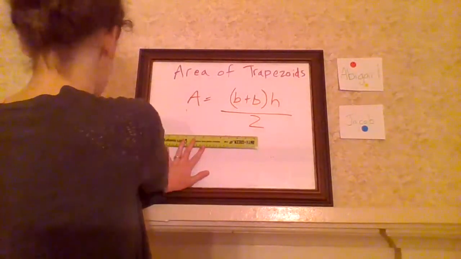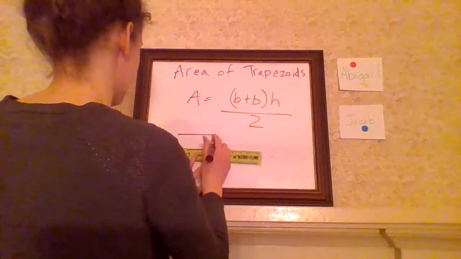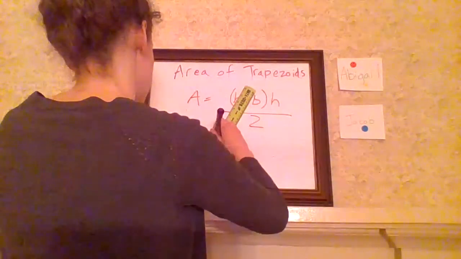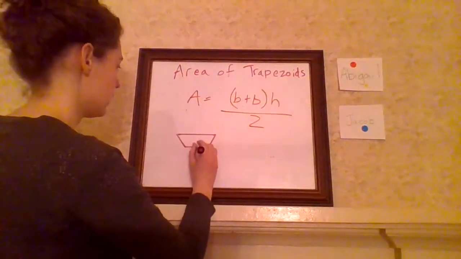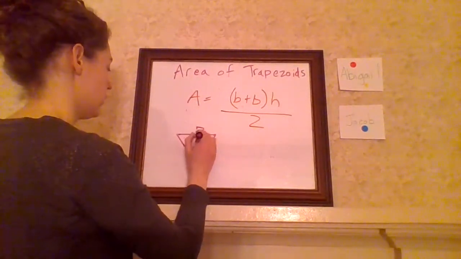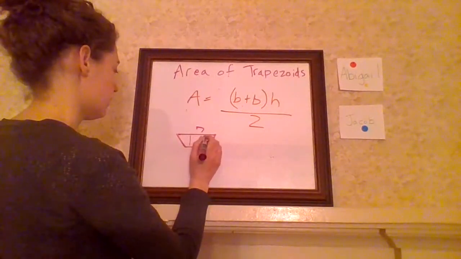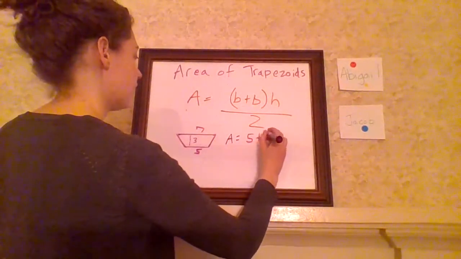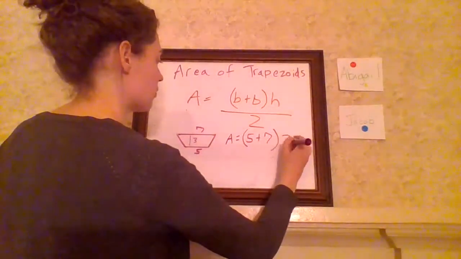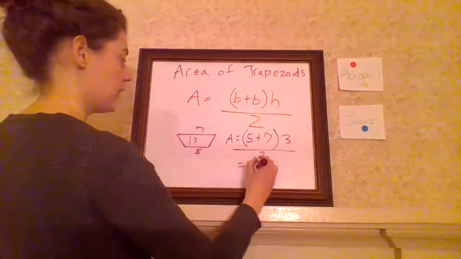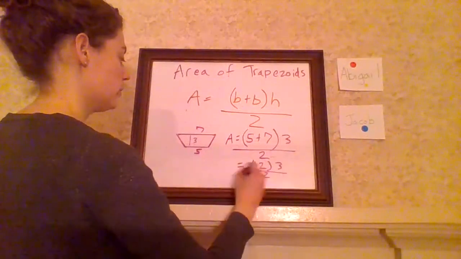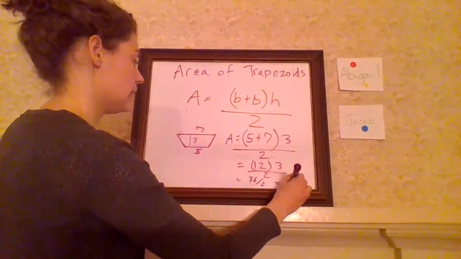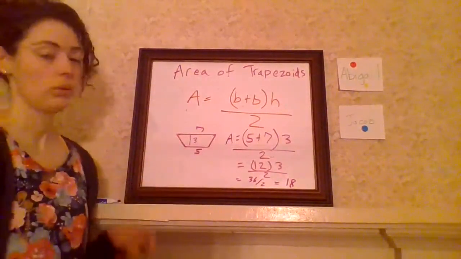Okay, so let's just try one really quickly here. I think that this will make a lot of sense for you in your book, okay? So I'm going to draw one of these quickly, and then we'll try this formula. Okay, so let's say this is 5 and this is 7. Our two bases are 5 and 7, and then our height is 3. Okay, so we'll plug that into our formula. So we would have area equals 5 plus 7, put that in brackets, and then we'll multiply it by the height, which is 3, divided by 2. So 5 plus 7 is 12, times 3 over 2 equals 12 times 3 is 36, divided by 2, which is 18. Okay, so the area of this trapezoid would be 18.